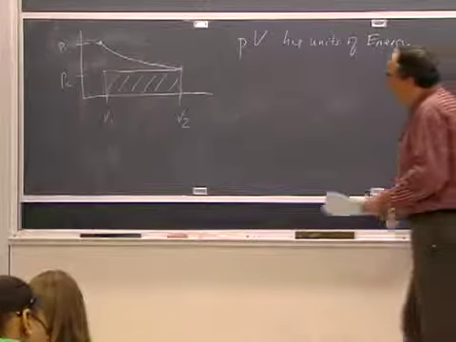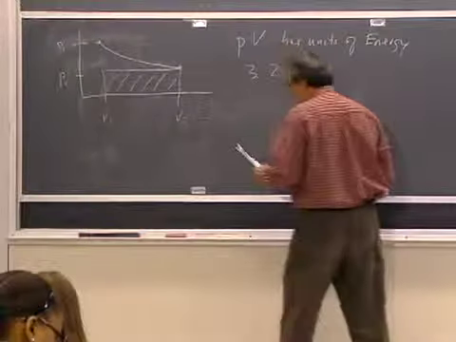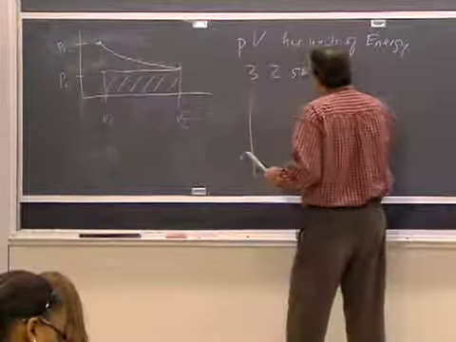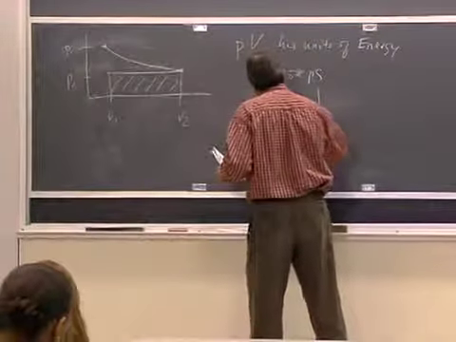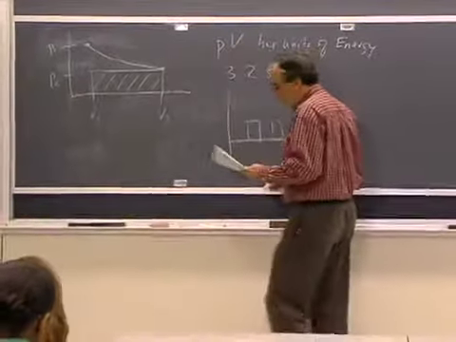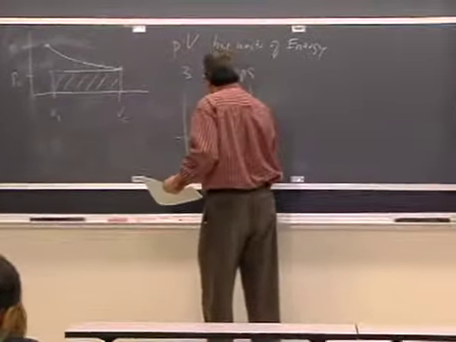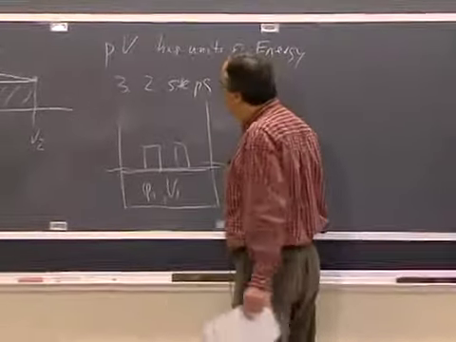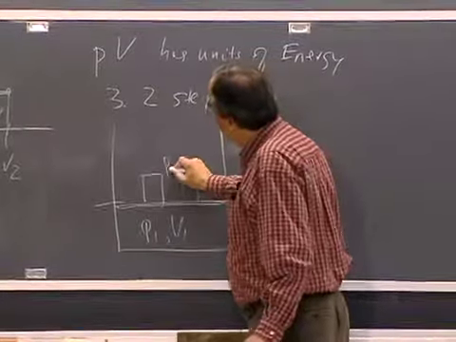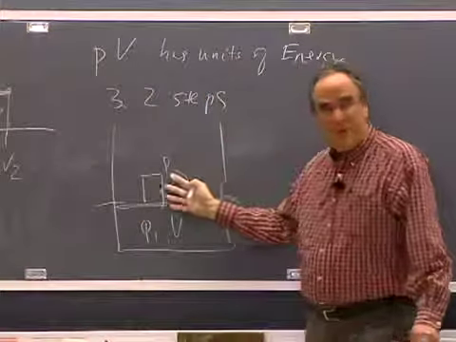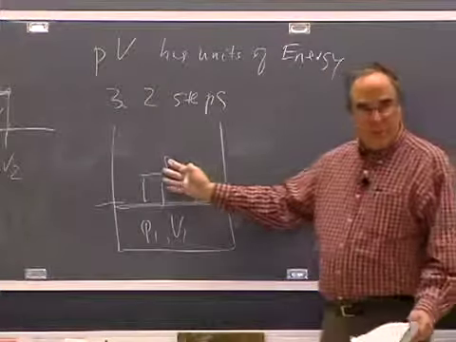Okay. Now we can do the process in 2 steps. So we start out with our piston. We have 2 weights on it. So we have P1, V1. We have stops. We've chosen 2 weights so that this is P3. External pressure is P3. It's higher than P2.